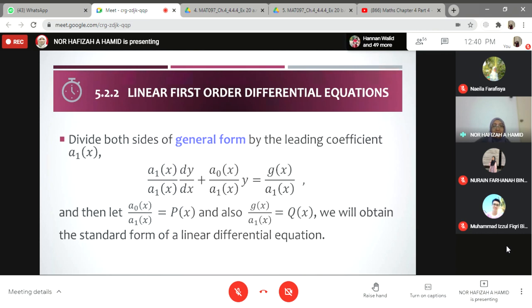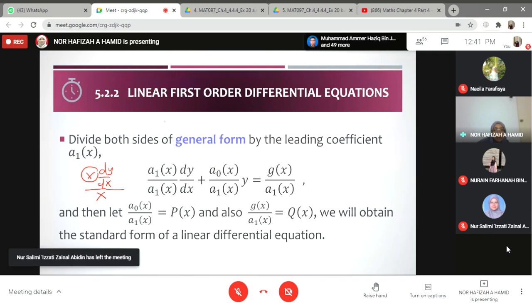So the technique is we need to divide both sides of the general form by the leading coefficient a1x. For example, if you have a term x dy over dx, so if you have a coefficient for dy over dx, then you need to divide by x. We want to remove the coefficient. For a linear first order differential equation, the coefficient for dy over dx must be 1. That is why we divide by its coefficient.